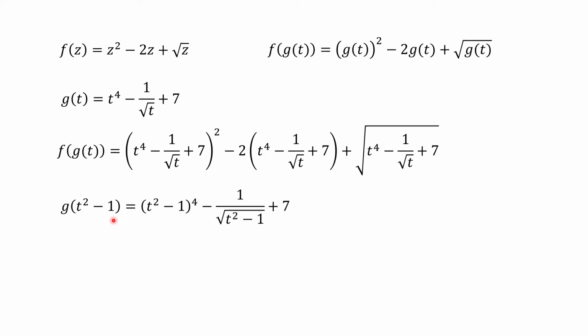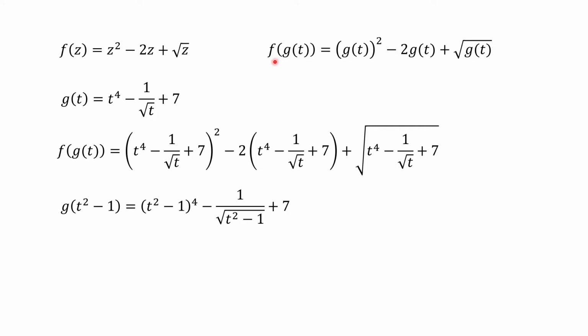But now let's assume we want to have my function f of an argument of g of t squared minus 1. How is that going to work? In the same way as before. Like we showed here, when we said f of g of t, we just replaced z with g of t.